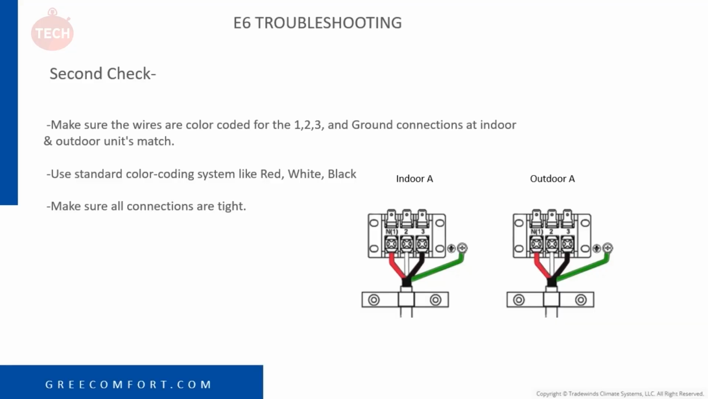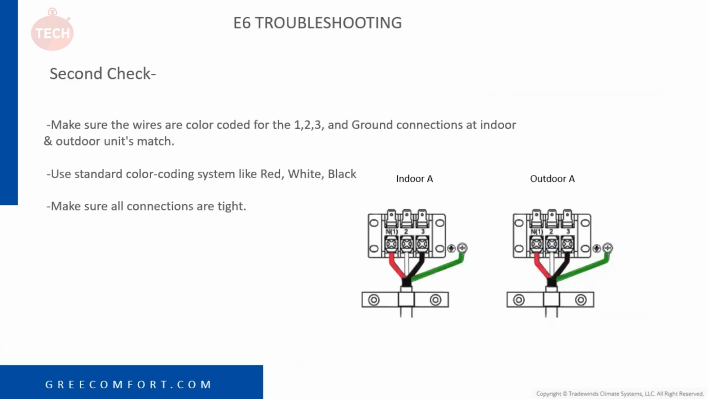Second check we want to do is, of course, make sure that ideally you want color-coded wires. So, in this example, we used a red, white, and black. You want to make sure that you use the same color goes to 1 inside and outside, same color goes to 2 inside and outside, and same color goes to 3 inside and outside, as you can see in our picture here. So again, make sure all your connections are tight, and make sure that 1 goes to 1, 2 to 2, and 3 to 3. And again, use color-coded wires so that way you don't get that messed up.